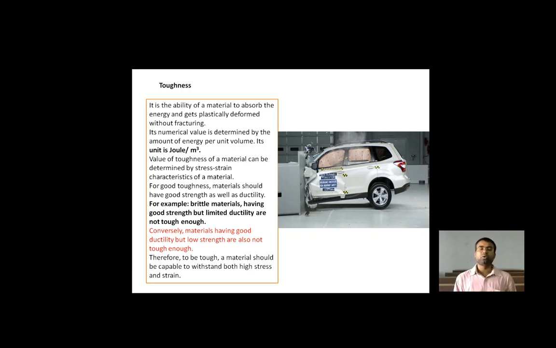And for good toughness, a material should have good strength as well as ductility. So a brittle material, having good strength but limited ductility, is not tough enough. Conversely, a material having good ductility but low strength is also not tough enough. Therefore, to be tough, a material should be capable of withstanding both high stress and strain. So that is how toughness is defined.